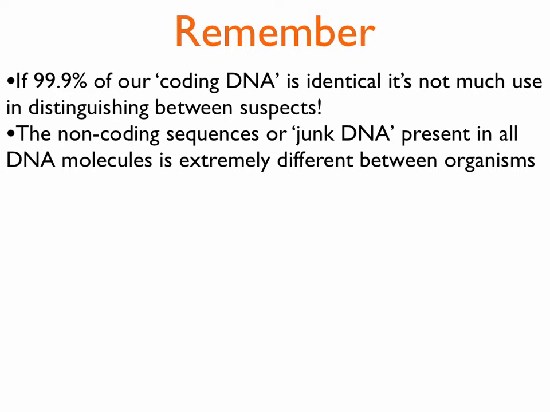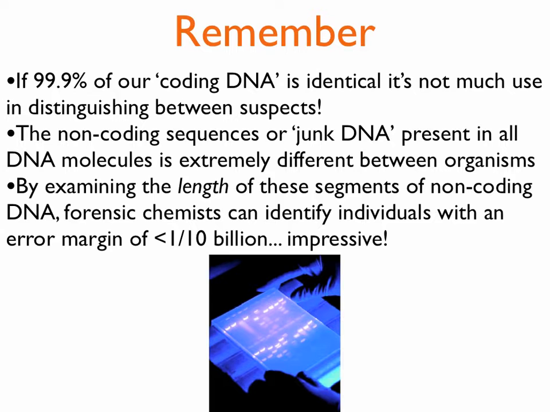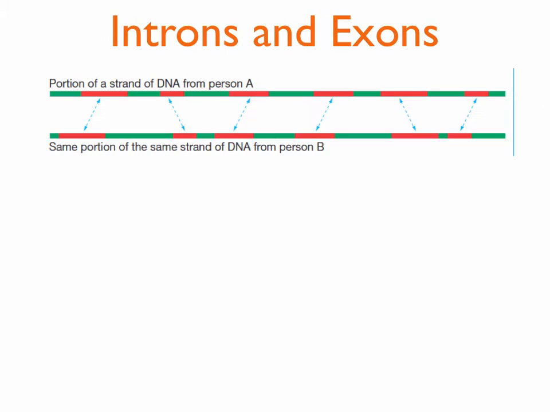The non-coding sequences, or junk DNA, are present in all DNA molecules as well. It's these areas of the DNA strand that are different between organisms. What we can do is examine the length of these segments of non-coding DNA, and by doing that, we are able to identify a suspect with an error chance of less than 1 in 10 billion. What you can see here is an example of an electrophoresis gel showing the banding patterns when we're looking at junk DNA. But let's take a closer look at how it actually happens.